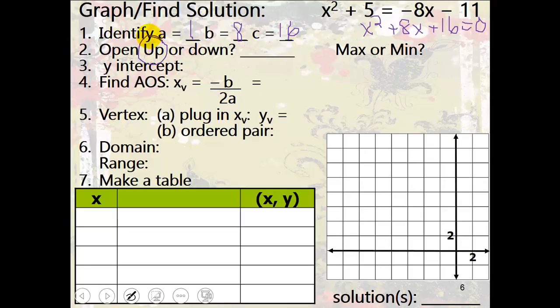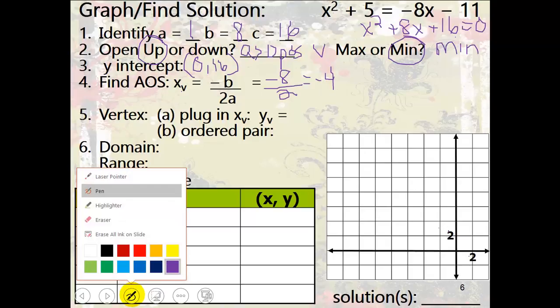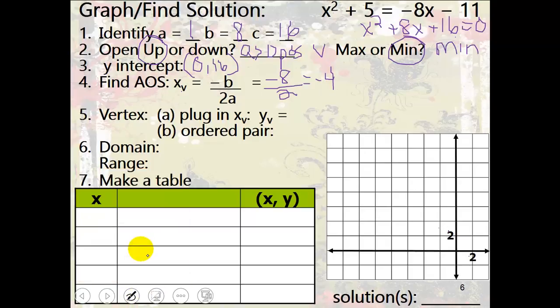This is going to open up because a is greater than 0, which means that my vertex is going to be a minimum. My y-intercept is (0, 16), so that's pretty tall, so I'm going to set my scale at 2's. My axis of symmetry, the x-coordinate of my vertex, is at -8/2. That's -4. So I'm going to put my axis of symmetry in red. This is -2, -4, so here it is here.